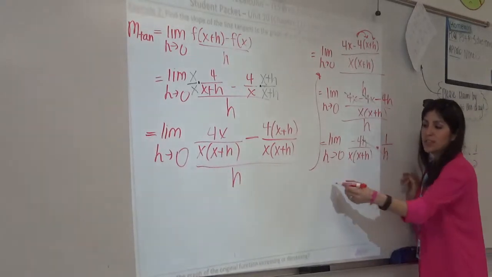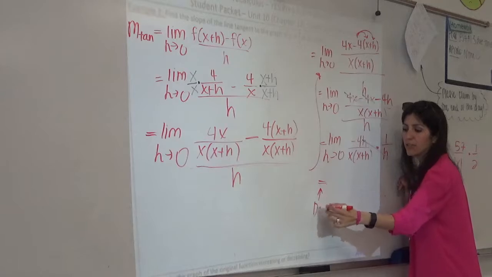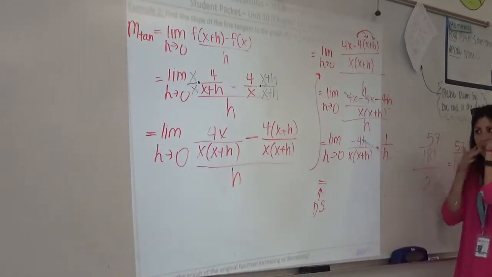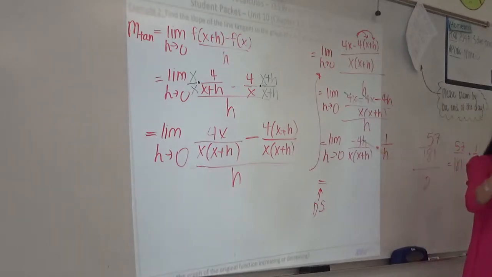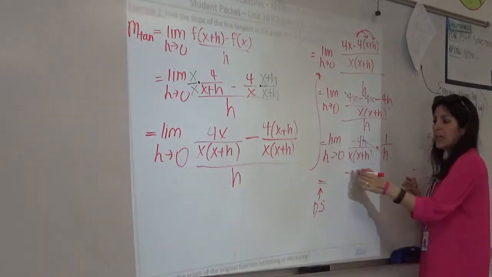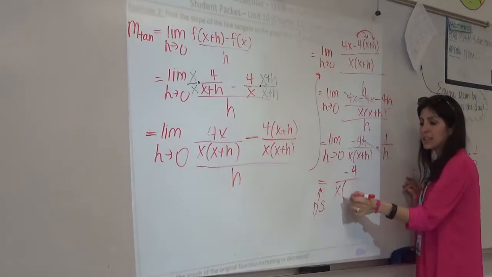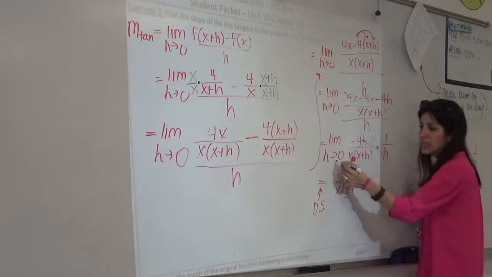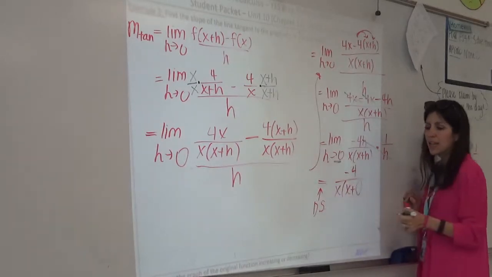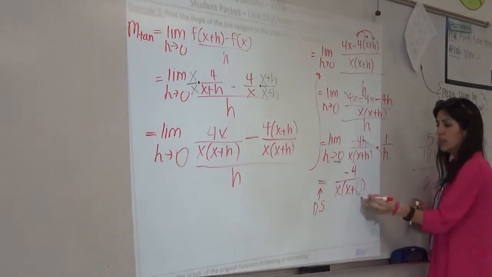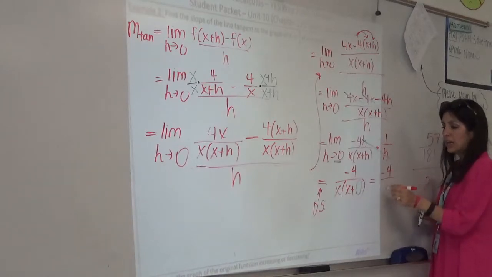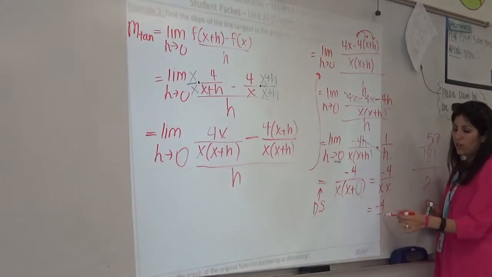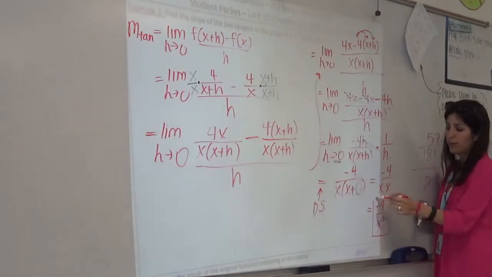Since the 0 over 0 is gone, let me do some DS now, direct substitution. What's left in my numerator? -4. -4 and a 1 multiplied, -4. And in my denominator, I've got the x times x plus h. h is approaching 0, though. So I'm going to plug in the 0 where the h was, and I'm going to simplify. That's -4 over x times x, or -4 over x squared.